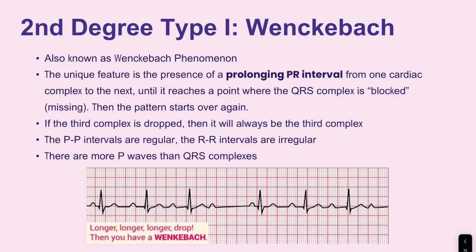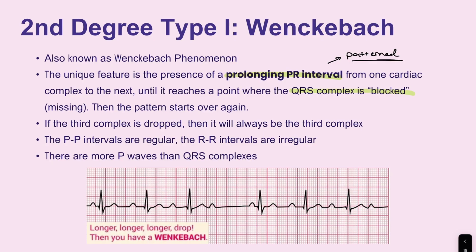Now this unique feature is the presence of a prolonging PR interval from one cardiac complex to the next until it reaches a point where the QRS complex is blocked, it's missing, it's gone, and then the pattern starts all over again. So another key that I think is really important here is that it's patterned. So we have longer, longer, longer, drop, longer, longer, longer, drop. It's going to happen over and over again. So if the third complex is dropped, it's always going to be the third complex.